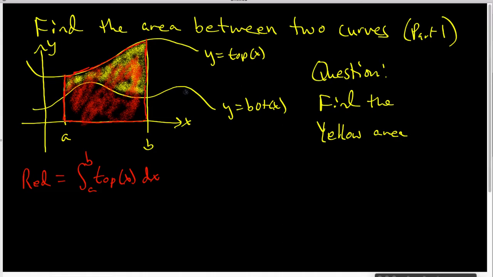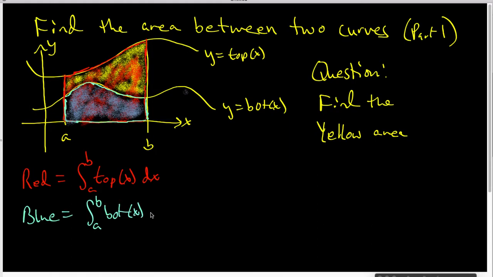Now, I want to also think about looking at the area that is trapped underneath the bottom curve and over the same interval. So I've highlighted its boundary in this blue color, and let's shade it in blue. So it's this kind of bluish purplish color. That blue area is known to be the integral between a and b of my bottom function.